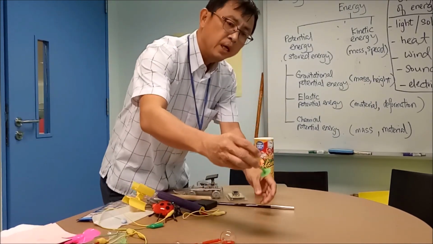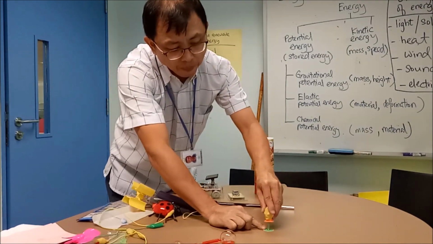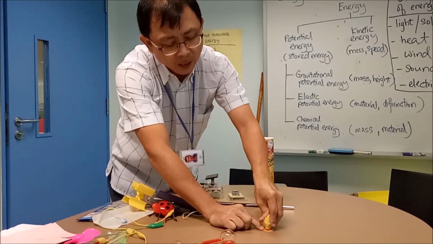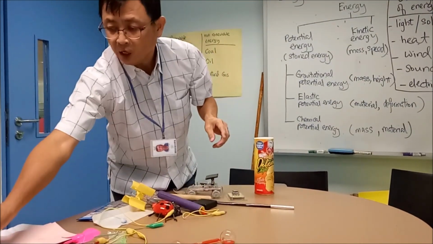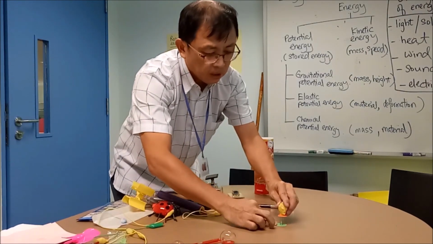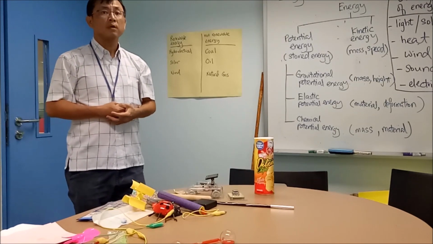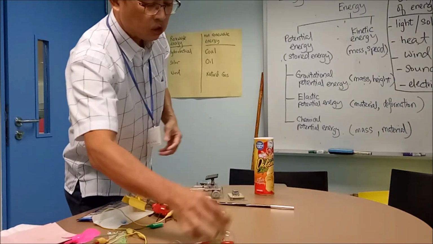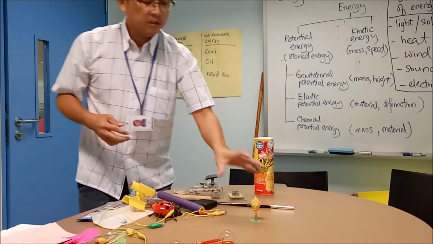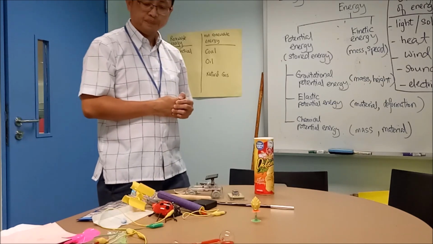Again, spring. So spring is shown here. Compress it, and then it's stopped there. After a while, you release and it jumps. Let's try again. Add a little bit of water to make the suction bigger. So that's a show of kinetic energy based on the elastic potential energy.